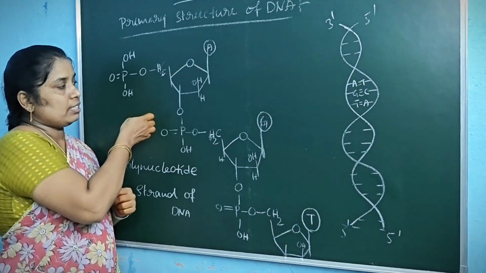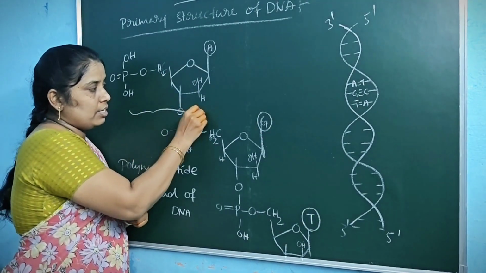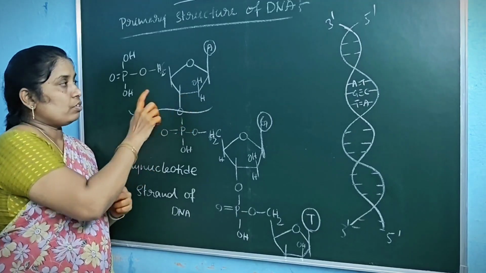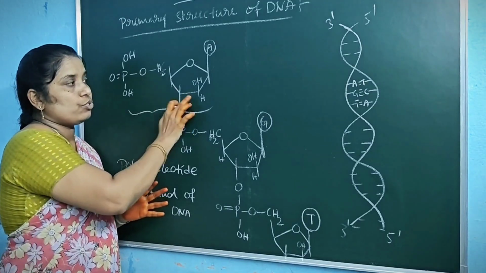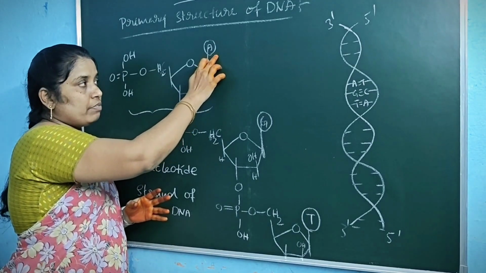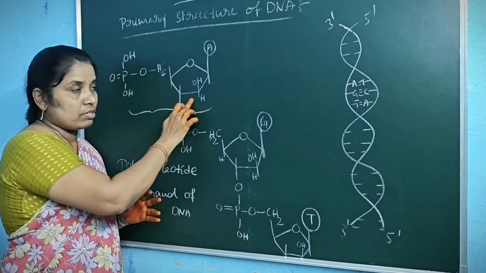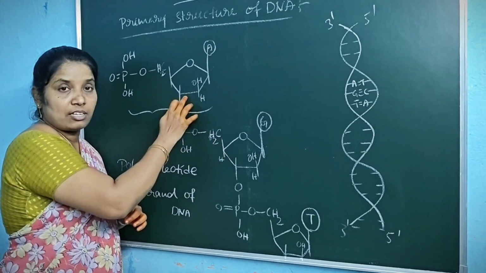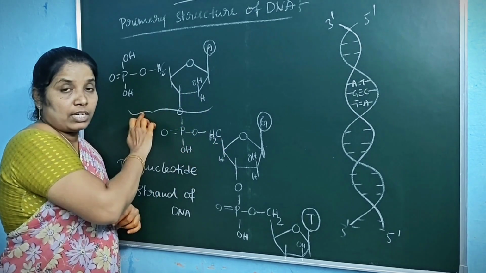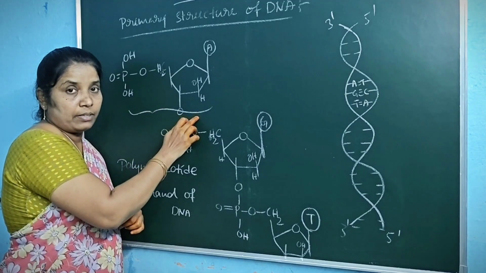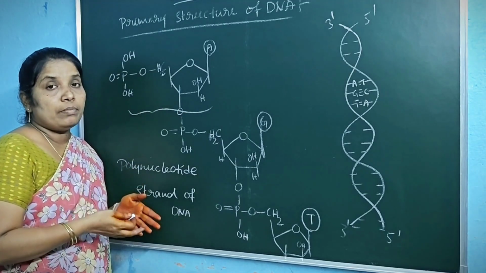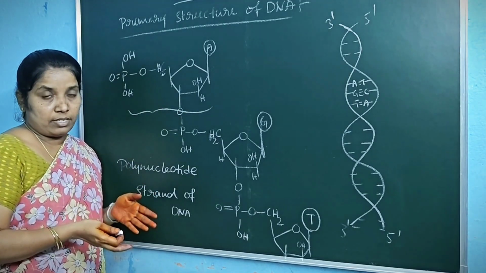You can see the nucleotide. This is called a nucleotide. Okay, so a nucleotide is nothing but phosphate, sugar plus base. In between base and sugar there is an N-glycosidic bond. Between two sugars there is a phosphodiester bond. Totally this is called a nucleotide. So DNA is a polymer of nucleotides. Okay.